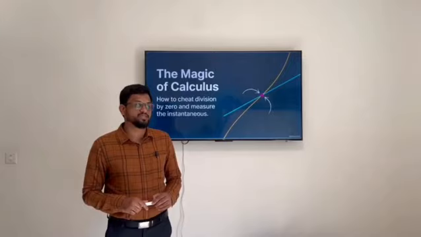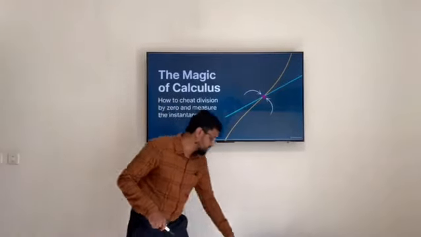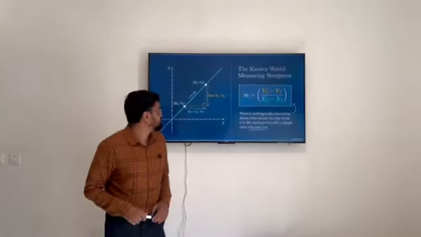Imagine measuring the instantaneous speed of a car. It is very difficult using algebra, but by using calculus we can find it very easily. To find the speed of a car, we have to first measure the slope. Let us see how to measure the slope of a curve.